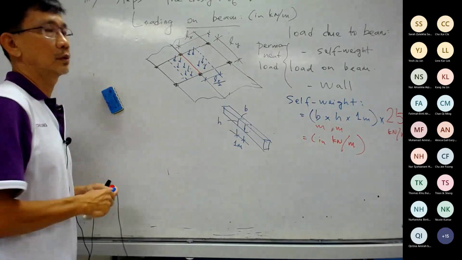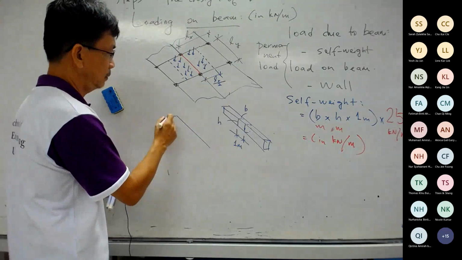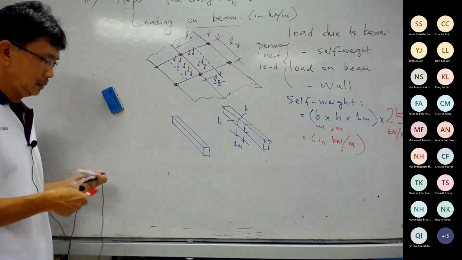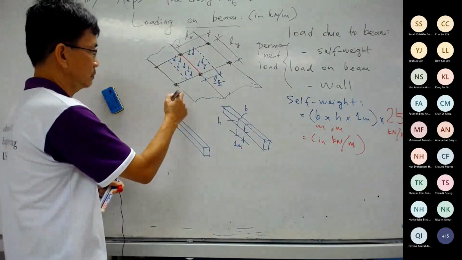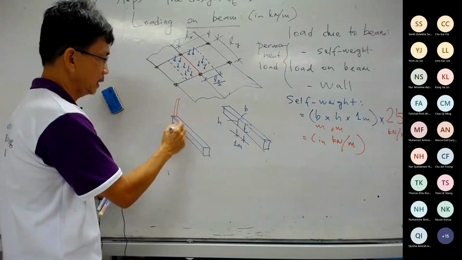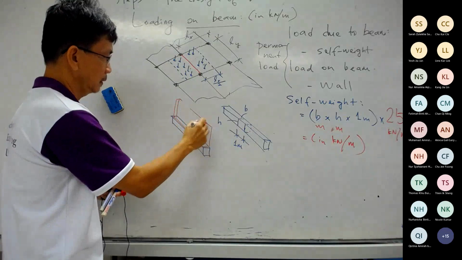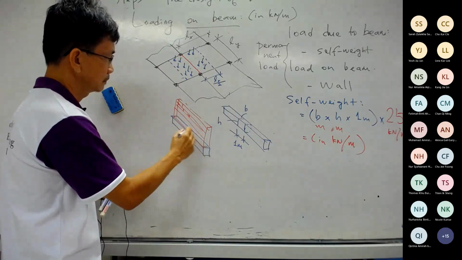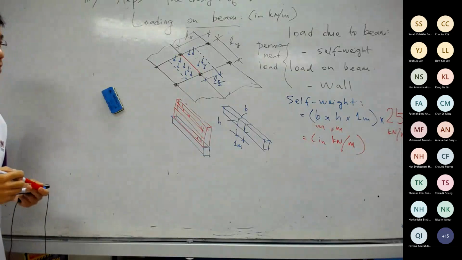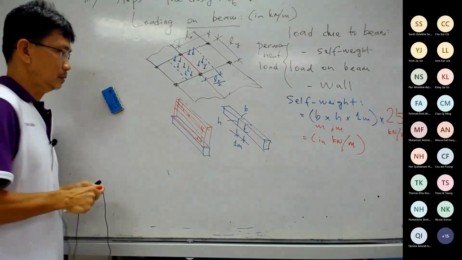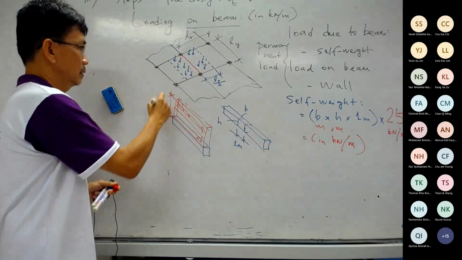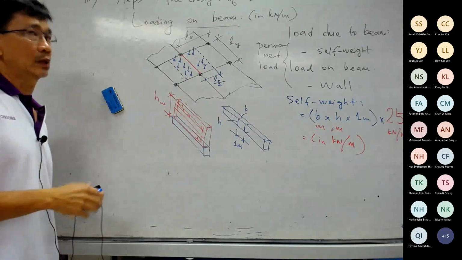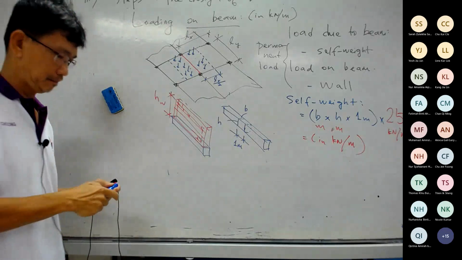Loads on beam from wall, we have another load on beam from wall. If there is a wall. If there is no wall, then we don't have to consider it. So load on beam from wall, if the beam carries a wall load, okay? Then we have to know what is the height of this wall, and we have to know what is the load of the wall. Okay?